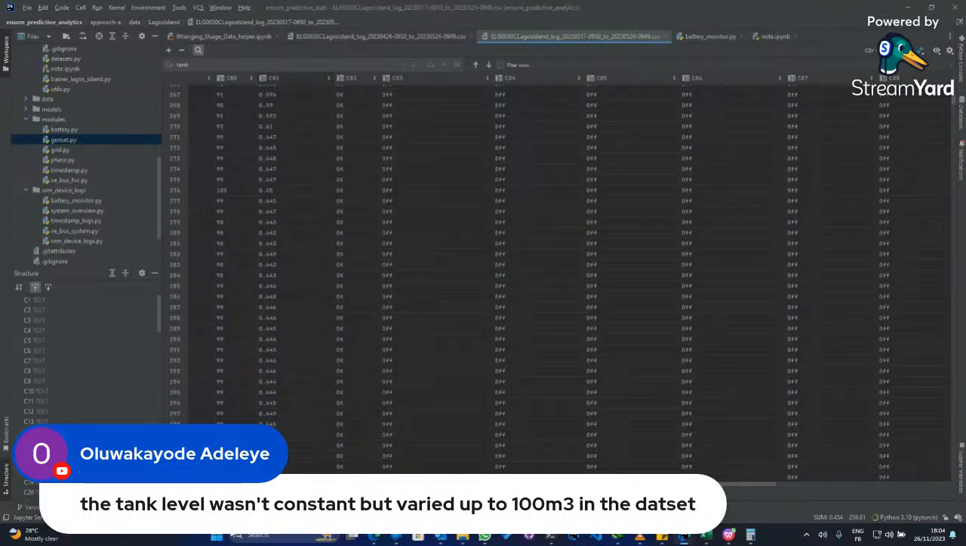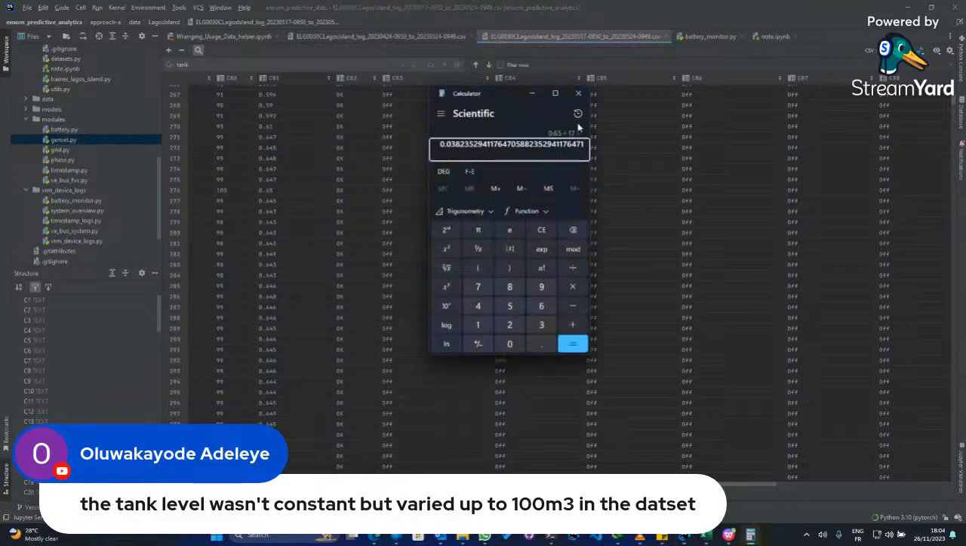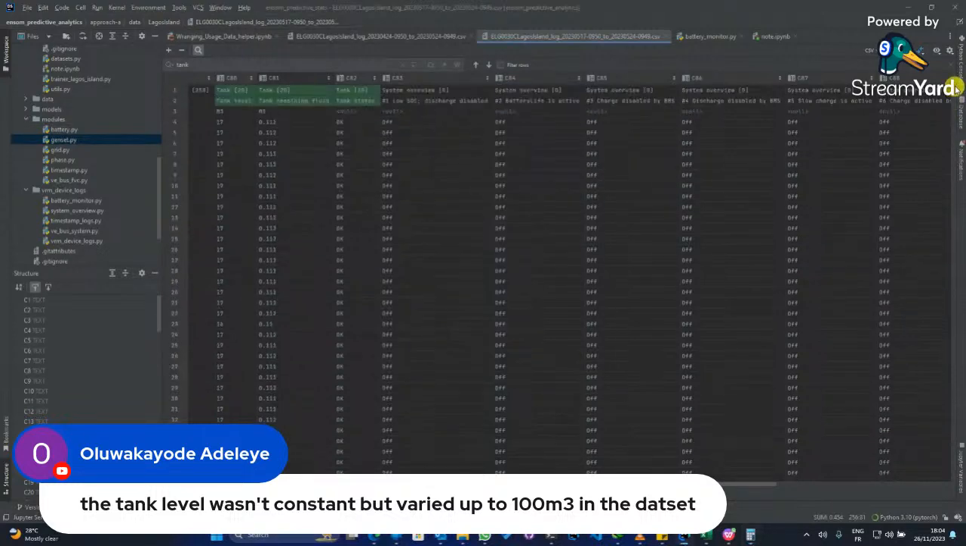Okay. So it will have to be 0.65 times 17 divided by 100. So, and it will give us this value here.